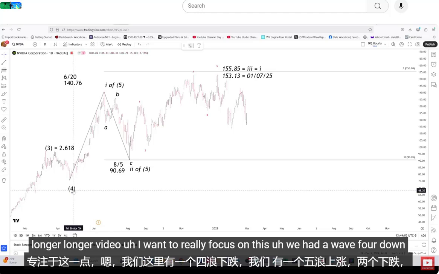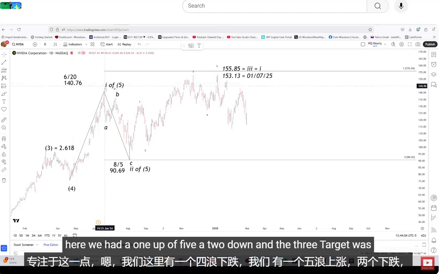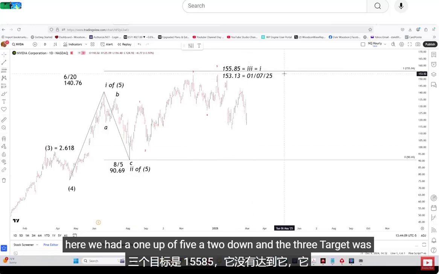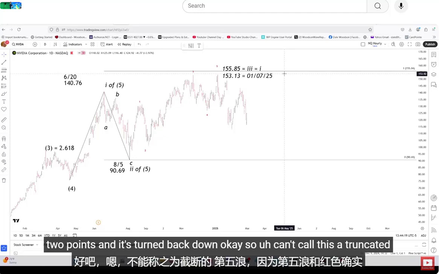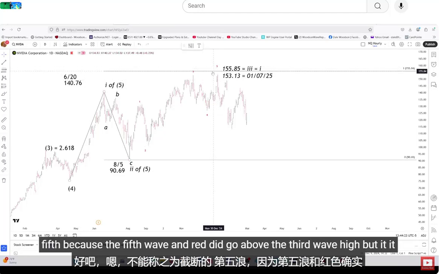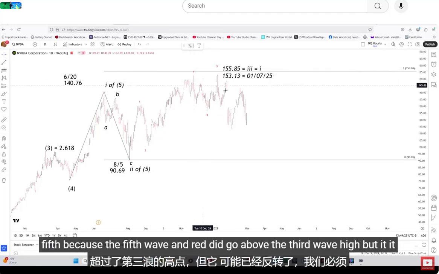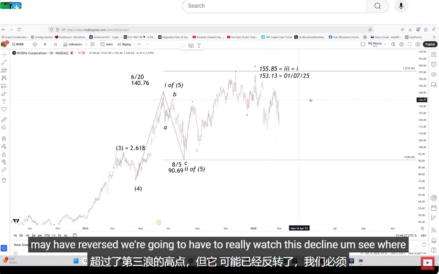We had a wave 4 down here. We had a 1 up of 5, a 2 down, and the 3 target was 155.85, and it didn't reach it. It just missed it by less than 2 points. And it's turned back down, okay? So can't call this a truncated 5th because the 5th wave in red did go above the 3rd wave high, but it may have reversed.